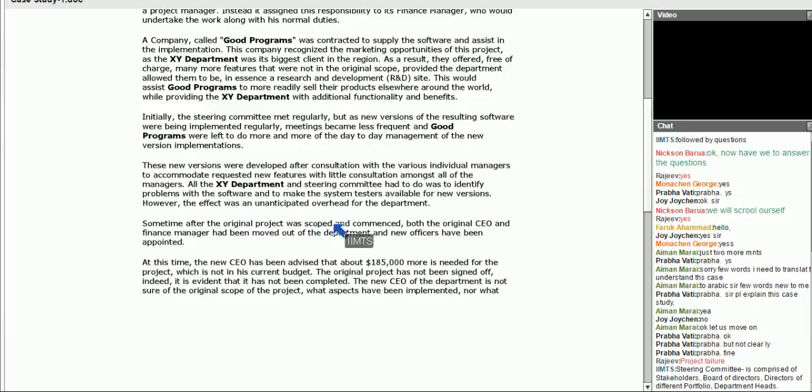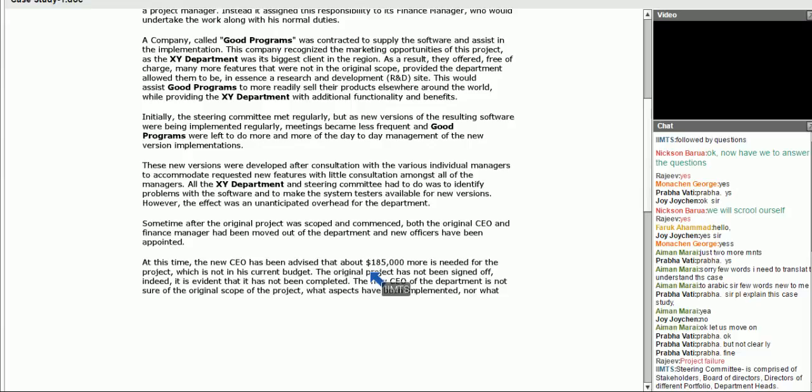Sometimes after the original project was scoped and commenced, both the original CEO and the financial manager have moved out of the department and new officers have been appointed. The original CEO and the finance manager were the ones during whose working period this project was started. Now since the project is still not completed and they have moved out of the department, what happens is a new CEO has joined and has been advised that about $185,000 more is needed for the project, which is not in his current budget.